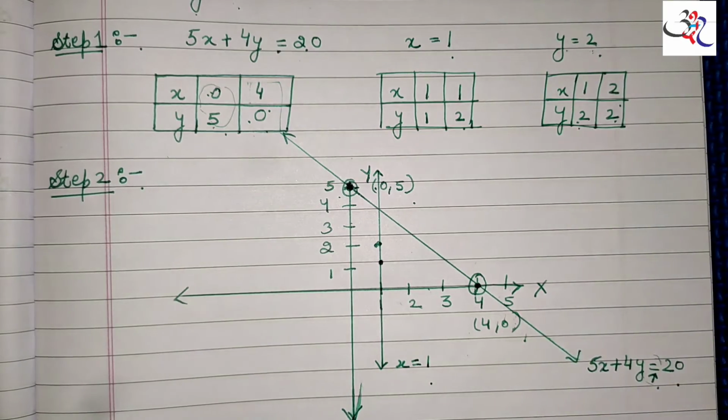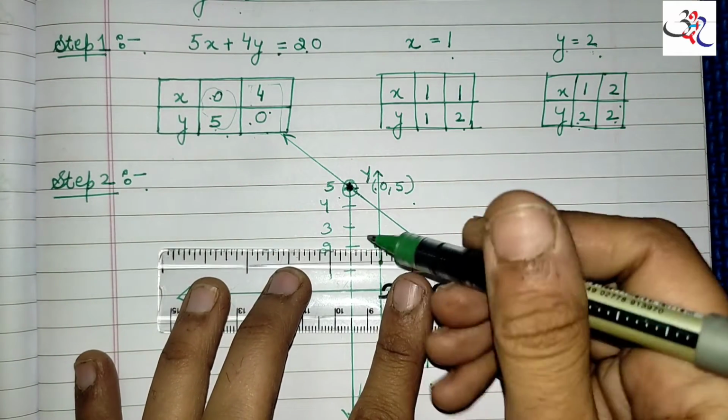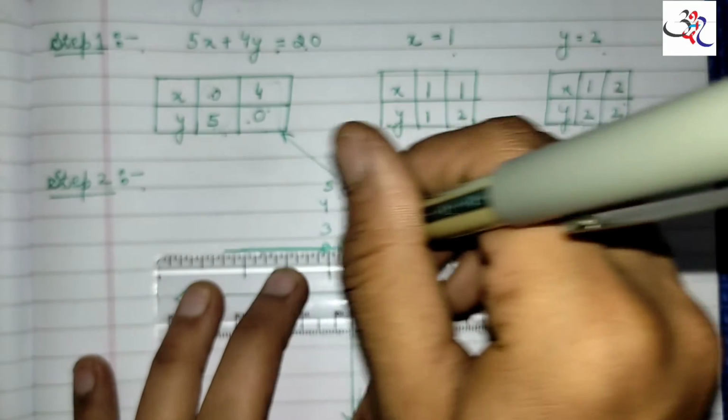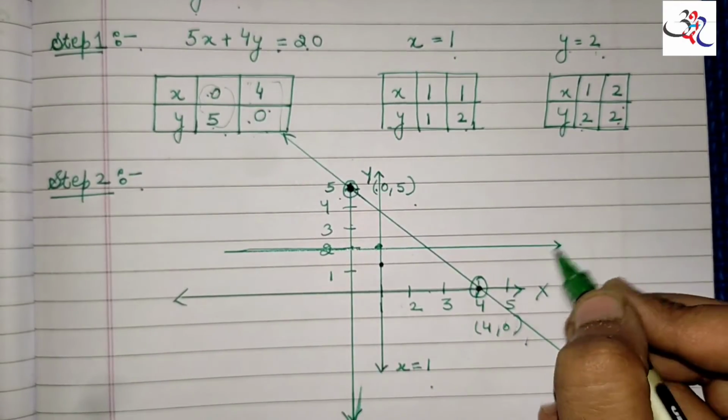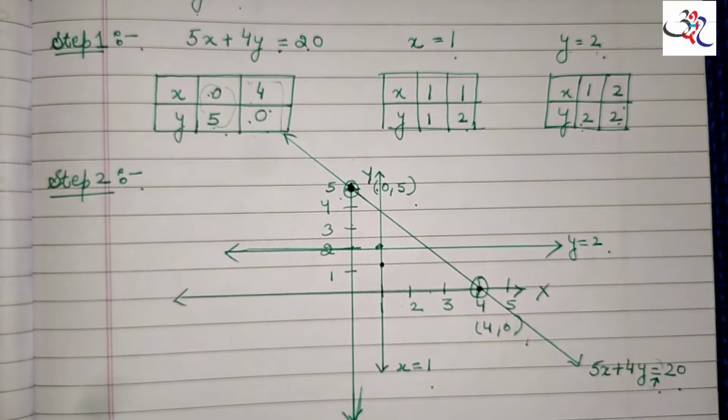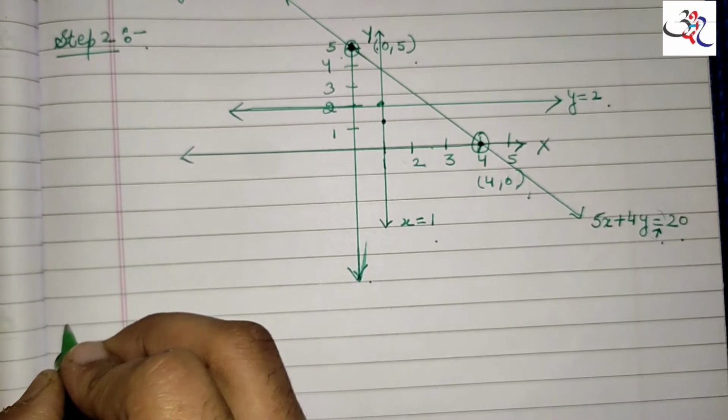Third is y is equal to 2, means this y will always be equal to 2. Whatever the point for x is, it doesn't matter. So this line will be drawn like this, where y is always equal to 2. Okay, so moving to step number 3.